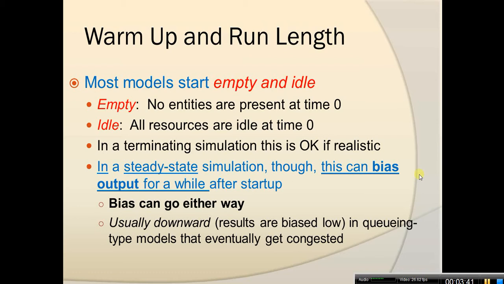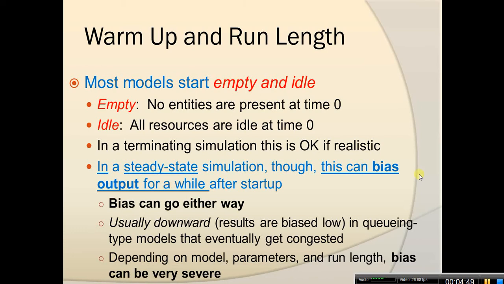In queuing type models, this is attributed to the situation where the queues get congested and there are too many people in the system for some time, and so it will show some difference between what we would have if there are no entities and all resources are idle. If you look at the situation where there are some entities and some resources are busy, then it corresponds to a more congested state. But again, it's very important to remember that it's not always that we're going to have results that are biased low. It's just the more typical case. But it can go either way. We could actually get a bias where it estimates something higher than it actually should be.